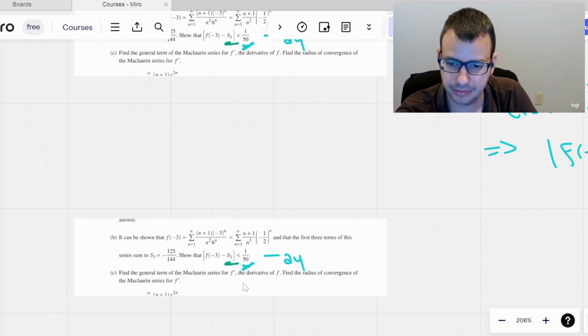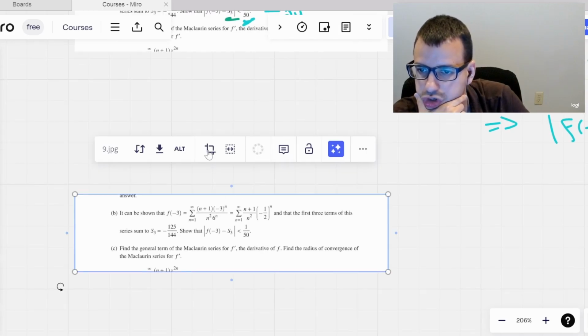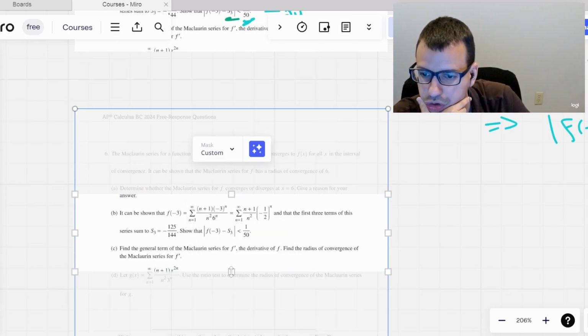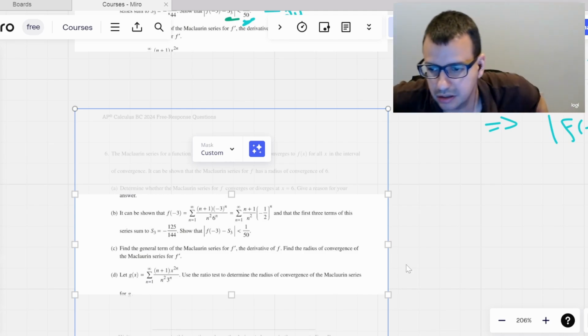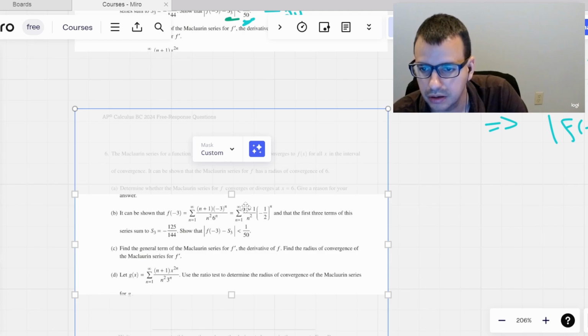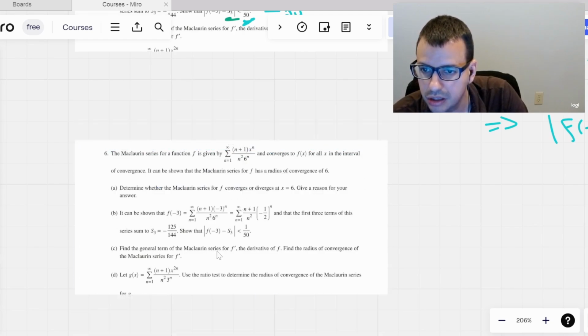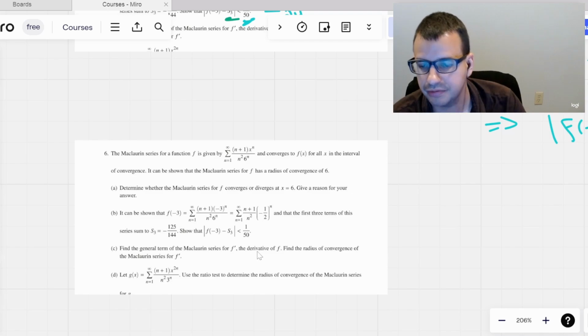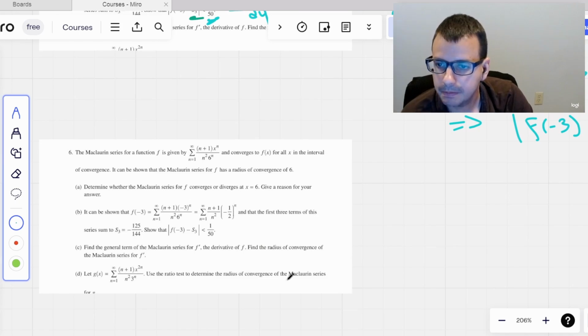Part C. Find the general term of the Maclaurin series for f prime, the derivative of f. Find the radius of convergence of this. Okay, so they want us to find the general term of f prime, the derivative of f.